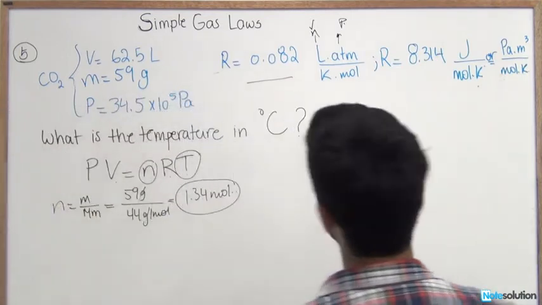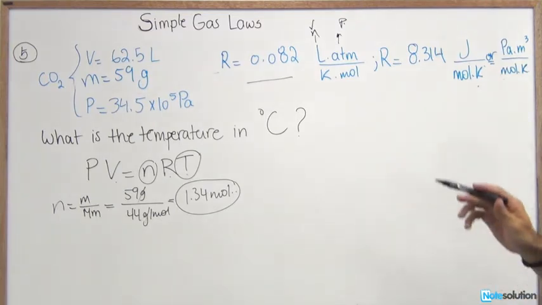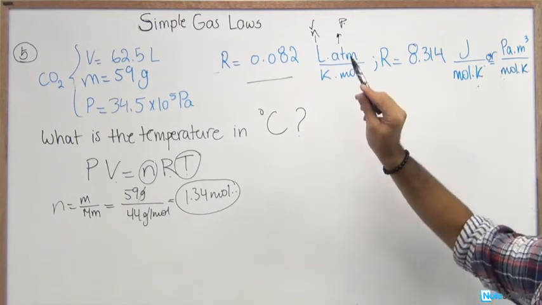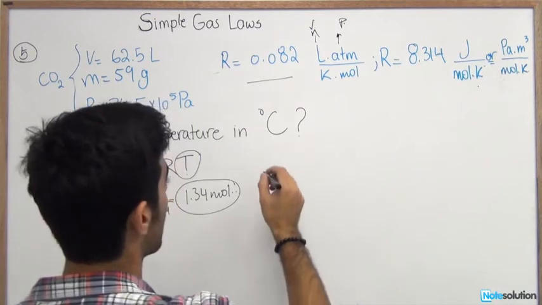In the other scenario, R is 8.314. In this scenario, we have Pascal meter cube, right? So we could switch the liter into meter cube. Whatever is easier for you guys to do, of course. For this specific example, we're going to actually convert pascals into atmosphere. So let's go ahead and do that.